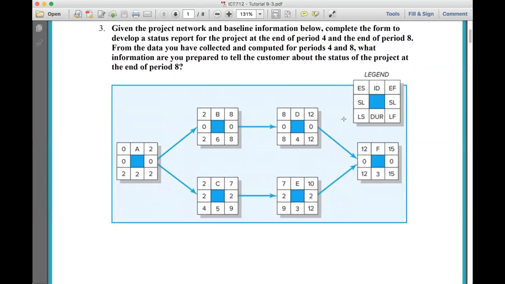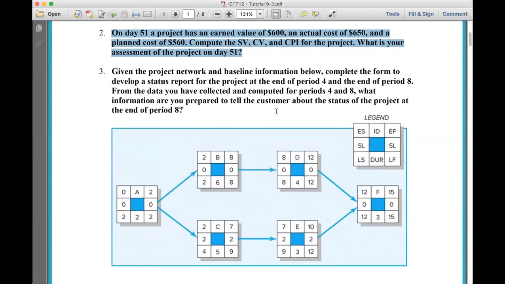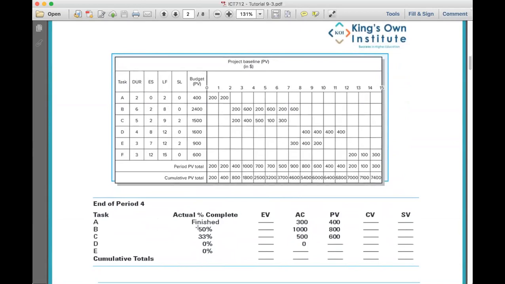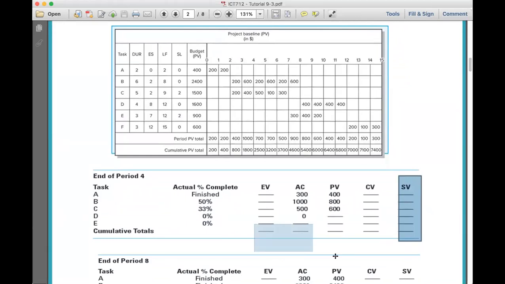All right, no worries. So now we have question number 3. It's given you some information. I told you a bit more about the percentages earlier, and how you look at the planned value in each period. I need you to fill in the earned value and the planned value, and to get me the cost variance and the schedule variance and tell me the totals here.